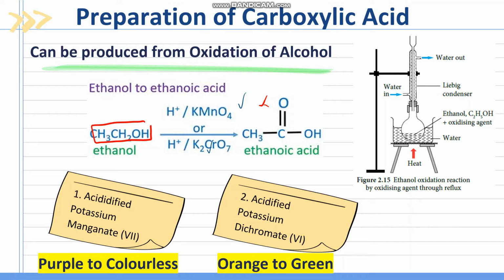We use the reflux method to make sure the ethanol can react completely with the oxidizing agent. Like I mentioned, there are two different types of oxidizing agent that can be used for the oxidation of alcohol. First, the acidified potassium manganate(VII) solution. If we use this oxidizing agent, the observation is that the purple color of the solution changes to colorless. Meanwhile, for the second oxidizing agent, the acidified potassium dichromate(VI) solution, you will observe the orange color of the solution change to green.